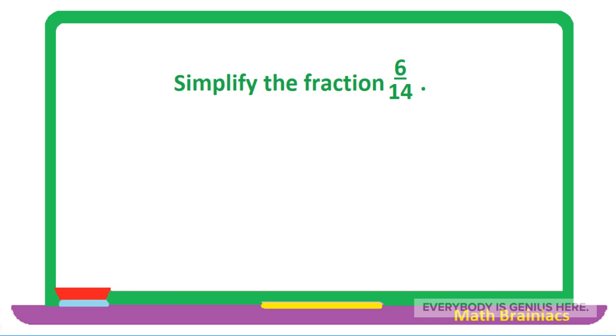Let us work on another example so that you can understand it well. Simplify the fraction 6 over 14. The steps will always be the same. We're going to look for the common factors of the numerator and the denominator. So we're going to look for the factors of 6 first. The factors of 6 are 2 and 3, while the factors of 14 are 2 and 7.